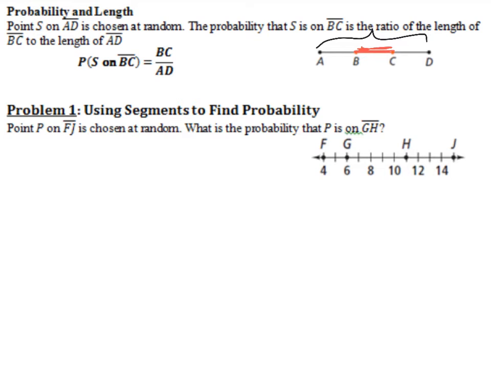So our example problem here is, if the point P is chosen at random on line FJ, what's the probability that P is on GH? So if we take the distance of what we want to happen, G is here at 6, H is at 11, giving us a distance of 5. And then on the bottom, we put the distance of where it could be, so from F all the way to J. F is at 4, J is at 15, giving me a distance of 11. So the probability that a point is chosen on GH is 5 out of 11.